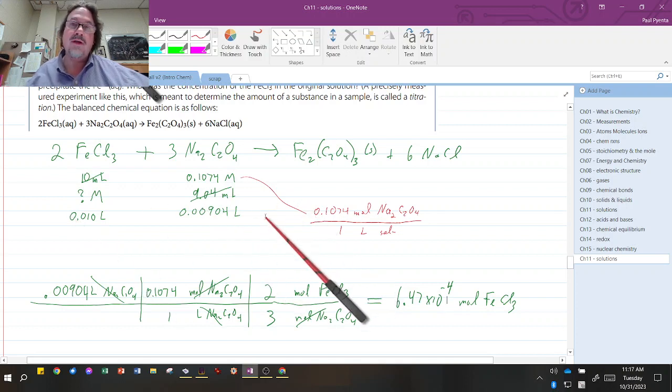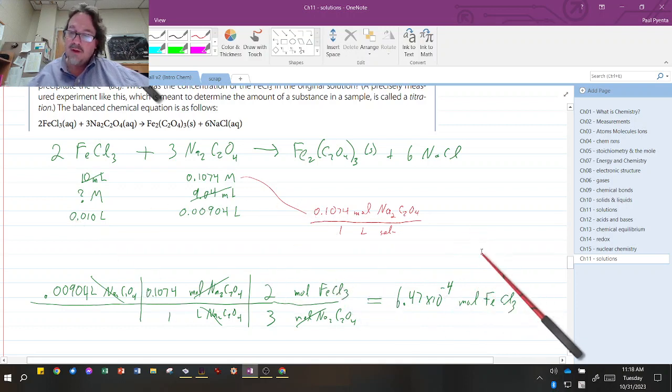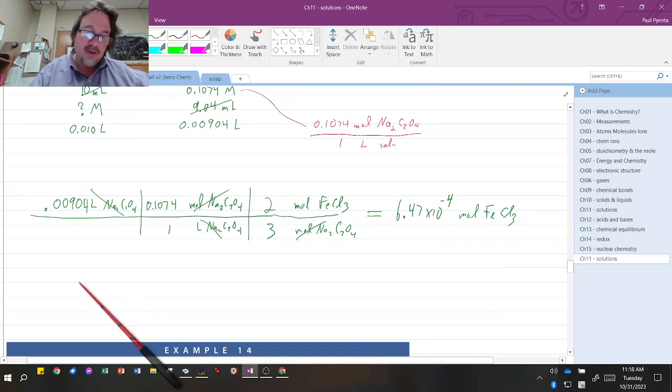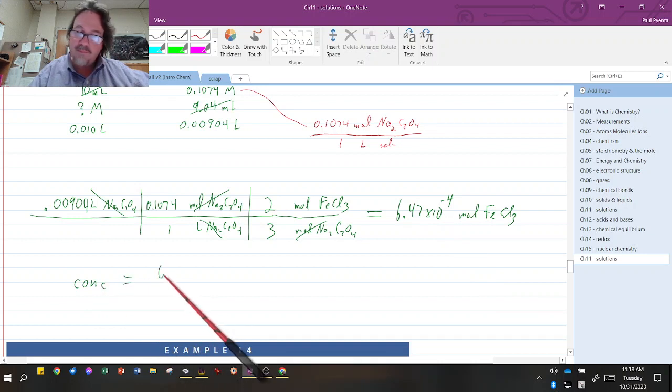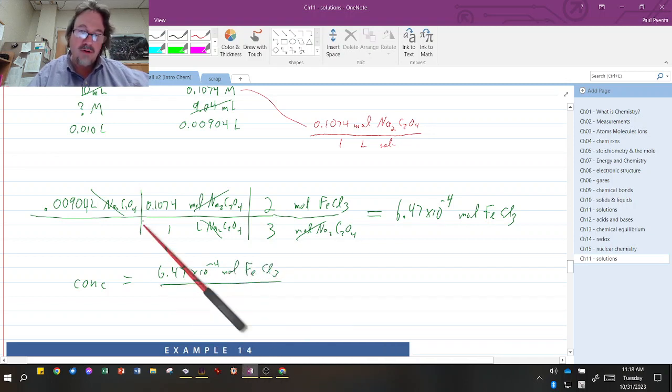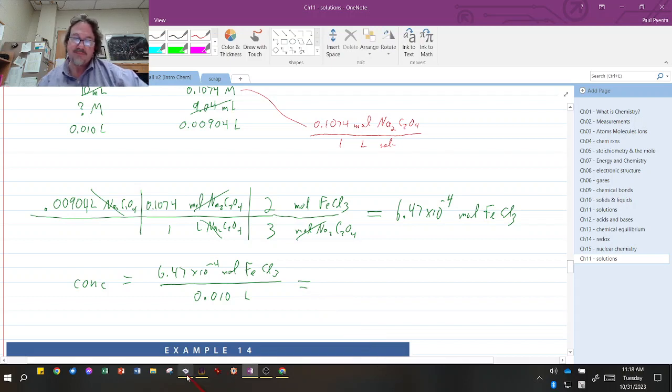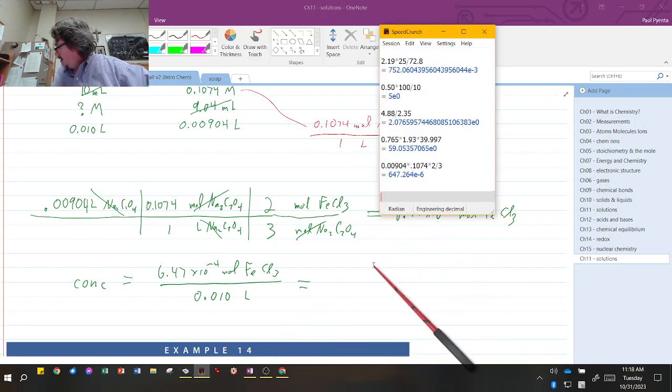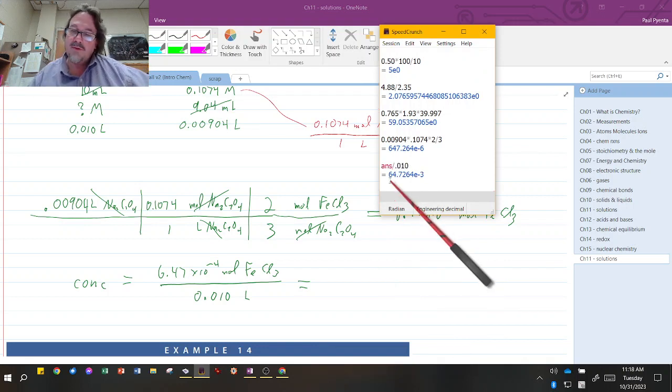Concentration, units of molarity, would be moles per volume, moles per liter, I should say. So moles divided by liters. So the concentration will equal 6.47 times 10 to the minus 4 moles of that iron 3 chloride per, and the volume was 0.010 liters. So I go ahead and divide that. So that number there divided by 0.010 equals 64.7, and times 10 to the minus 3, that means milli.